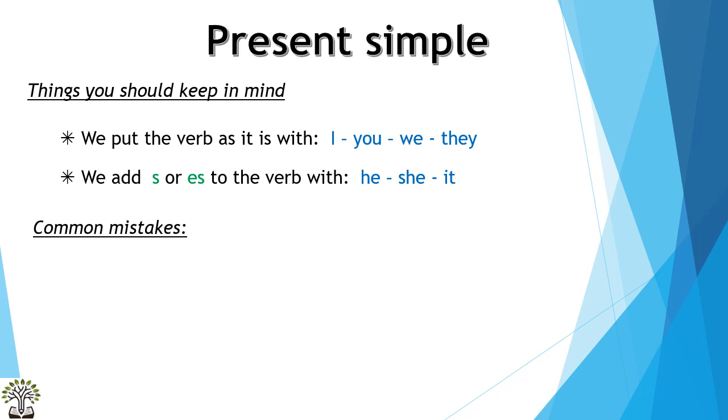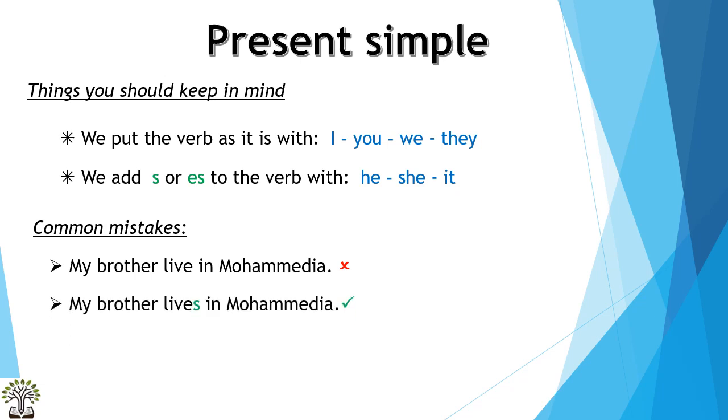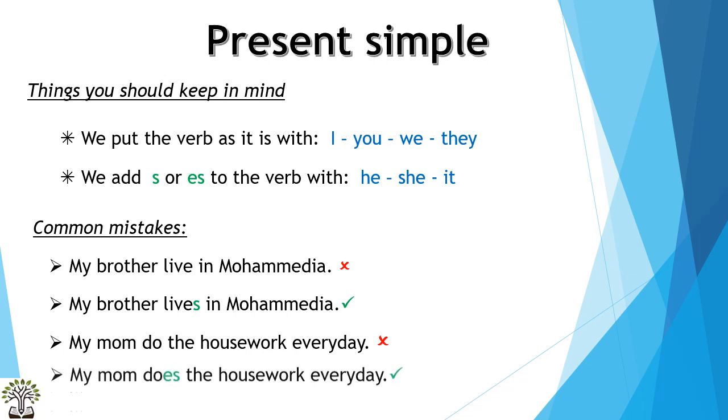We are going to see some common mistakes. Okay. الأخطاء الشائعة اللي كيديروها التلاميذ ولا عامة الناس بصفة عامة. My brother lives in محمدية. هنا إلا لاحظتوا بأن كاين المشكل في ما كتبناش s. يعني my brother lives in محمدية. Next, my mom do the housework every day, and the mistake is with the verb do. So my mom does the housework every day.